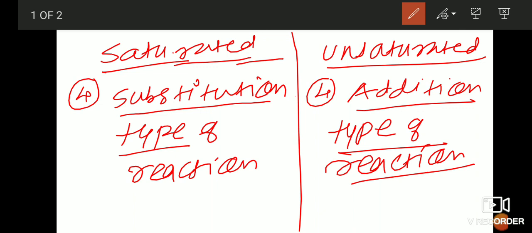So these are the important points and discussions about saturated and unsaturated compounds. You have to keep in your mind all the important discussions we have done in today's lecture. I hope that with the important points we discussed regarding saturated and unsaturated compounds, you can easily compare between them.